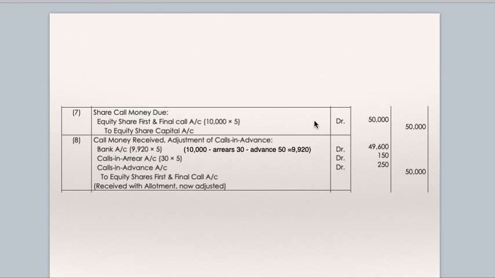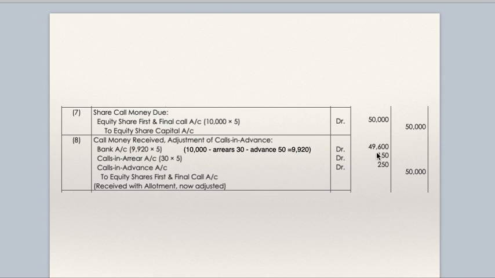Next entry is to show first and final call due on 10,000 shares at 5 rupees per share. Equity share first and final call account debit 50,000 to equity share capital 50,000. They have received on 9920 shares only. So bank account debit 9920 into 5. Out of 10,000 on 30 shares they have not received, it is in arrears, and on 50 shares they have received with allotment. So at the time of first and final call they have received on 10,000 minus 30 minus 50, on 9920 shares.